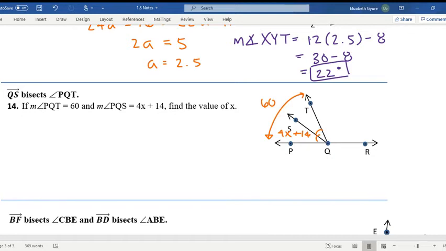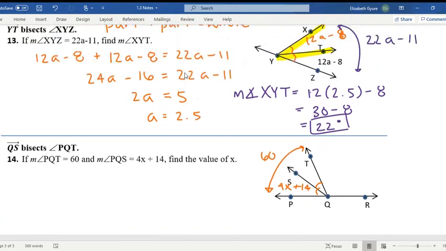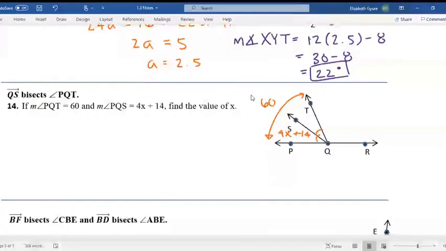There are a few different ways to do this. You could apply the same strategy we did up here. If this angle is 4x plus 14 and they're congruent, the other is also 4x plus 14. And you could do part plus part equals the whole, which is 60. Another strategy that might be a little bit easier, a little less of a complicated equation.